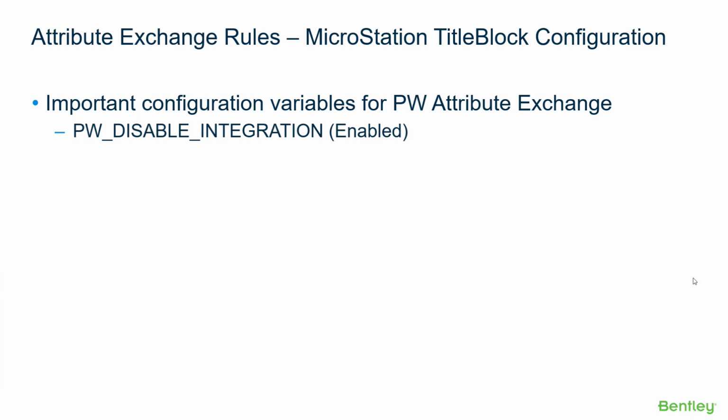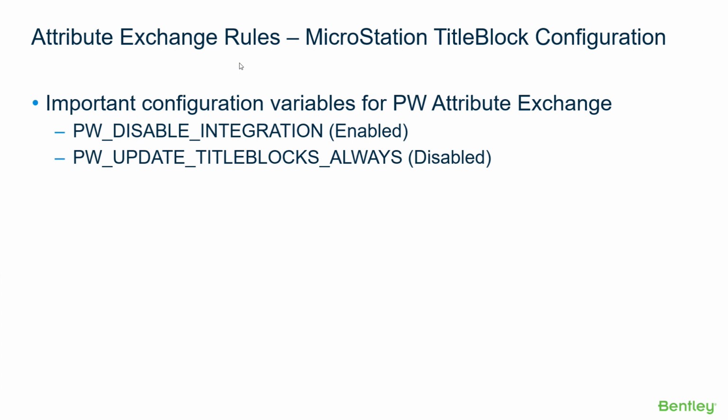The first variable is PW_disable_integration. This variable will enable or disable the ProjectWise integration completely. Always check this configuration variable value in case Attribute Exchange or other ProjectWise integrations are not working.